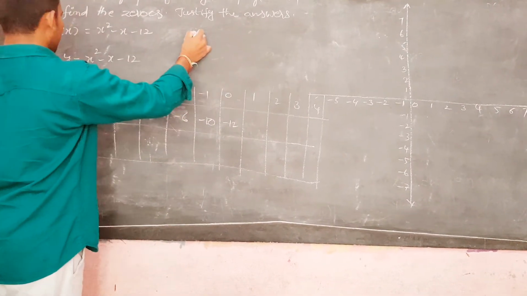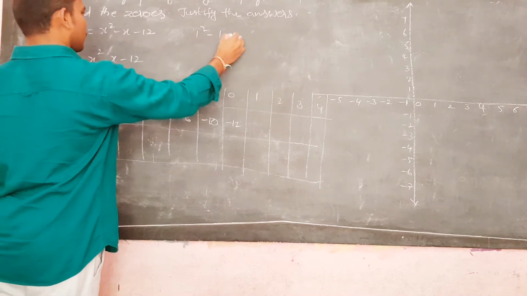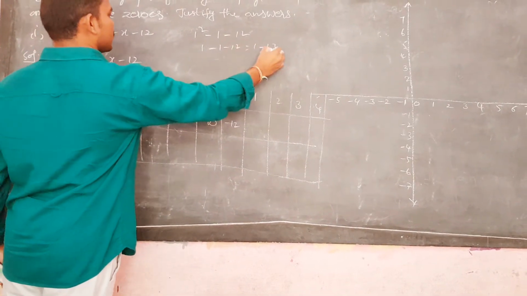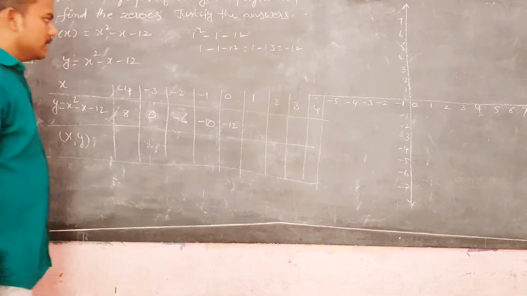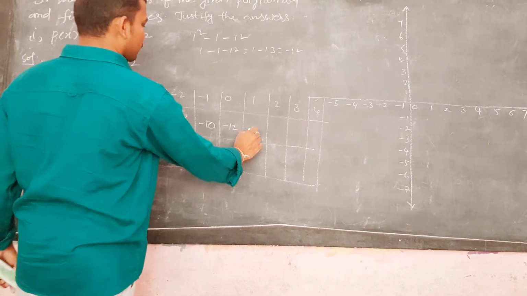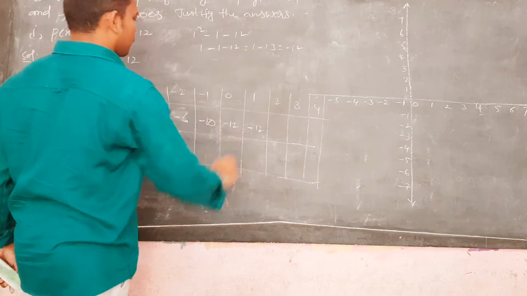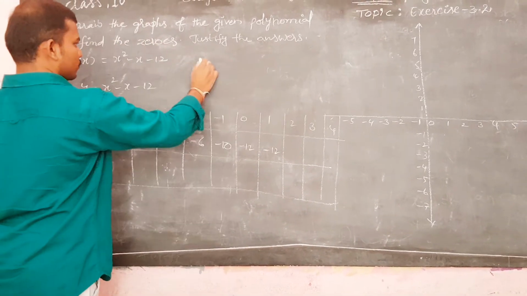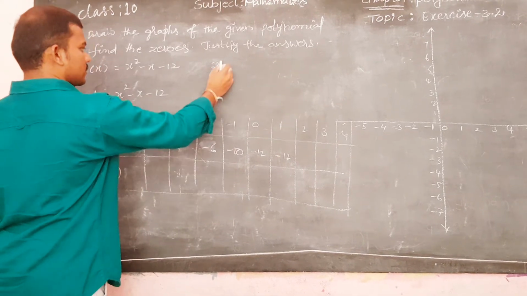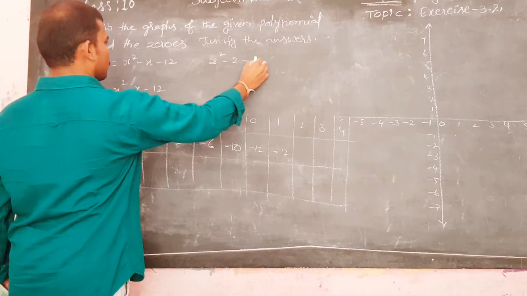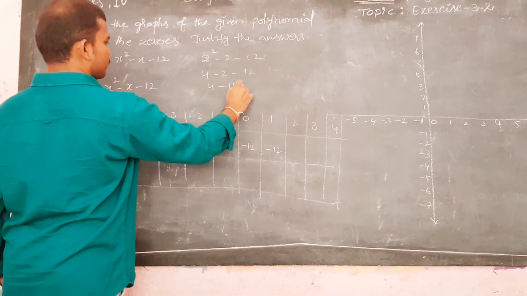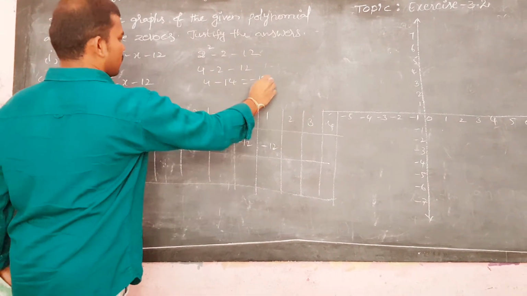Substitute x value 1. 1 square minus 1 minus 12. 1 minus 1 minus 12. 1 minus 13 that is equal to minus 12. Substitute x value 2. 2 square minus 2 minus 12. 4 minus 2 minus 12. 4 minus 14 that is equal to minus 10.